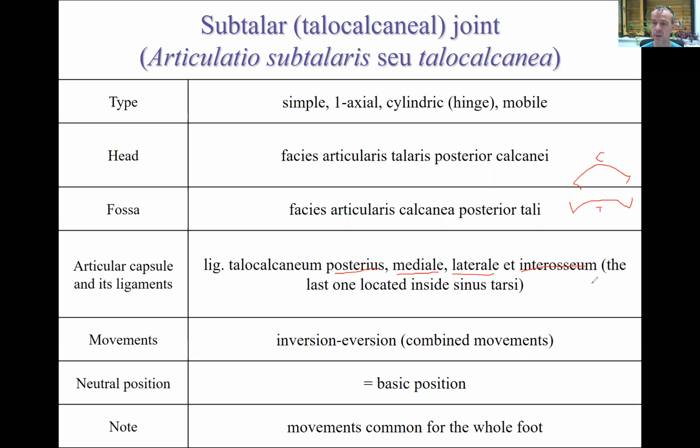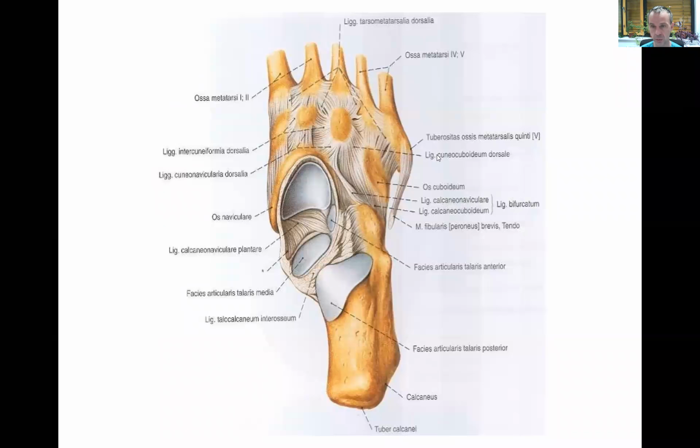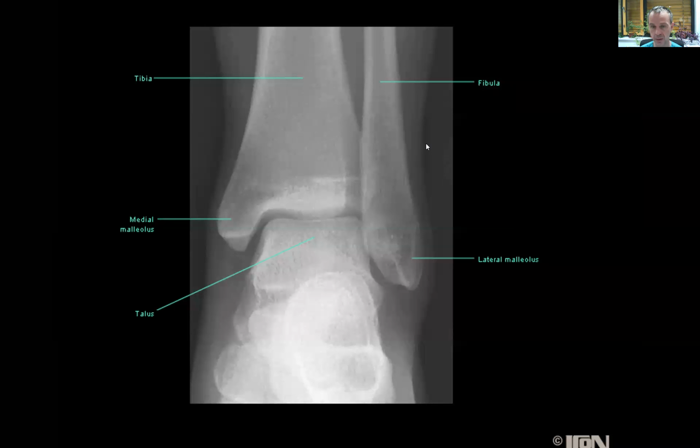And you know that the talus and calcaneus each have a groove, and when these two grooves meet, we call it the tarsal sinus, sinus tarsi, and inside that we find the interosseous calcaneal ligament. And the movements common for the whole foot we call inversion and eversion. I will come to this in some minutes. So let's look at how the joint looks. We can come back here.